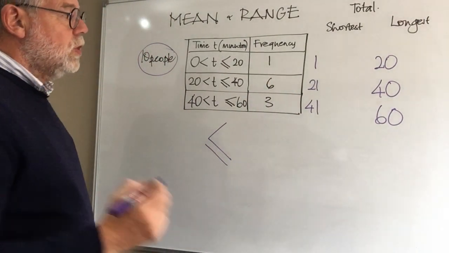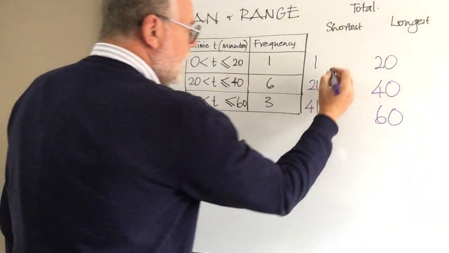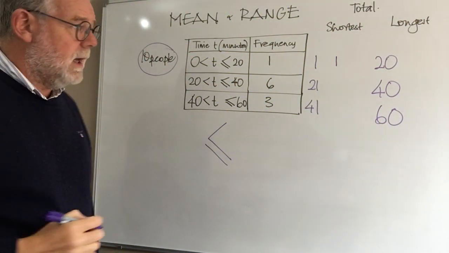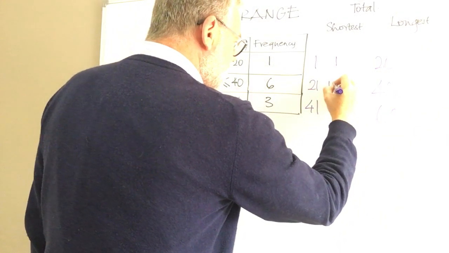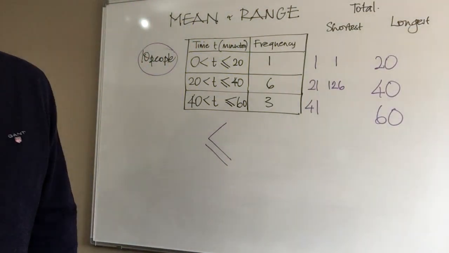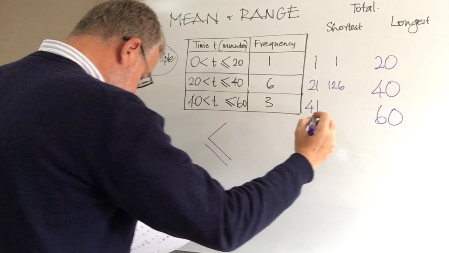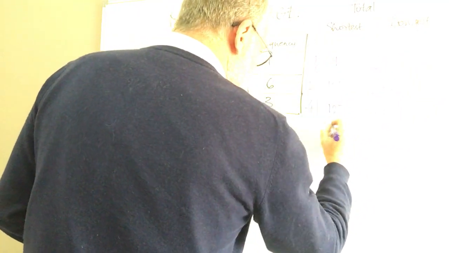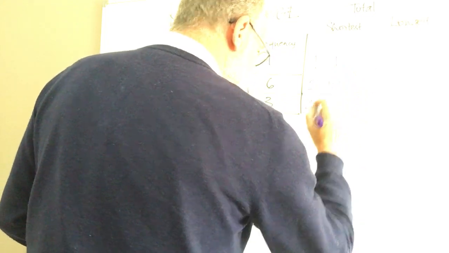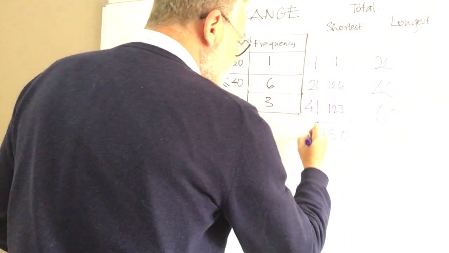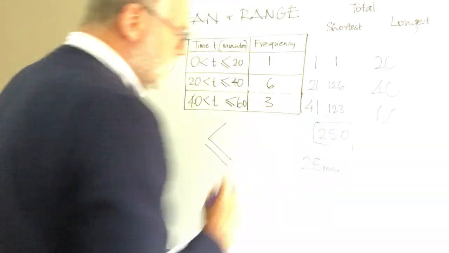So let's just think about the shortest possible time that the whole group could have worked. Well, one person who did it in 1 minute would have taken 1 minute, okay? 6 people could have taken 21, so that could have taken 126 minutes. And then 3 people could have taken 41, so 123. So when we add that up, we've got 250 minutes. Now, the shortest possible mean, if we divide that by 10, could have been 25 minutes.